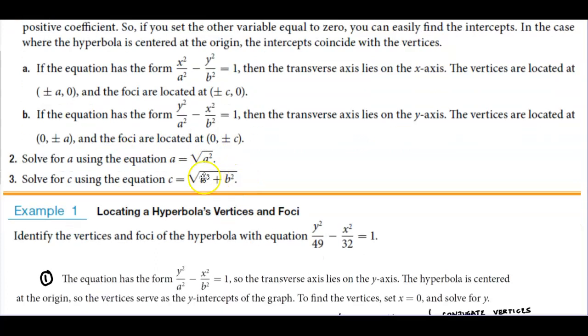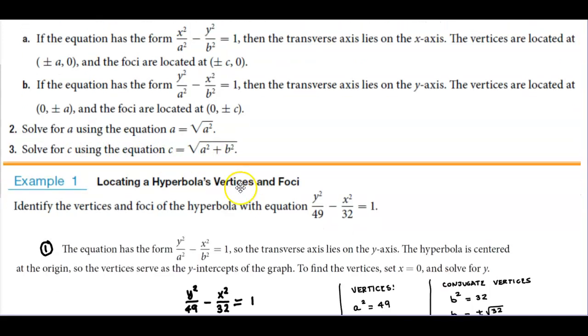The vertices are located at 0, plus or minus a, and the foci are located at 0, plus or minus c. In step 2, we're going to solve for a using the equation a is equal to the square root of a squared. We're going to solve for c using the equation c is equal to the square root of a squared plus b squared.